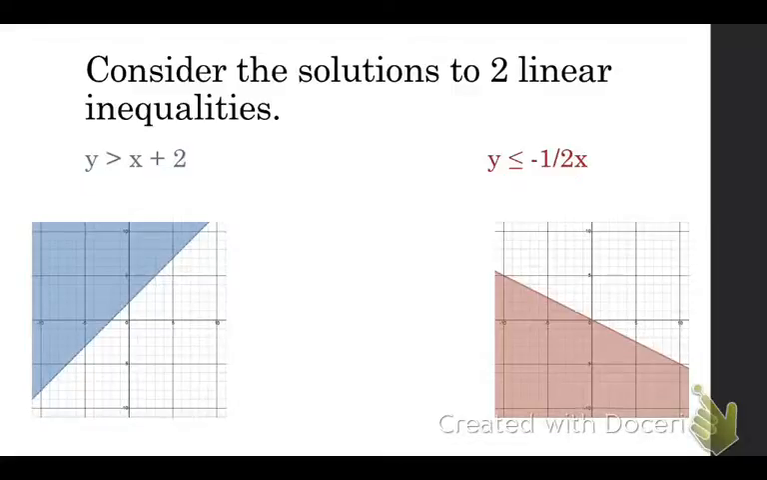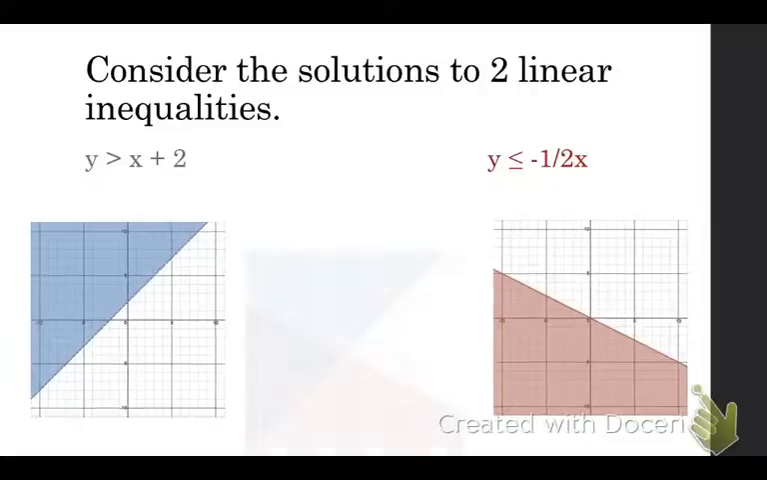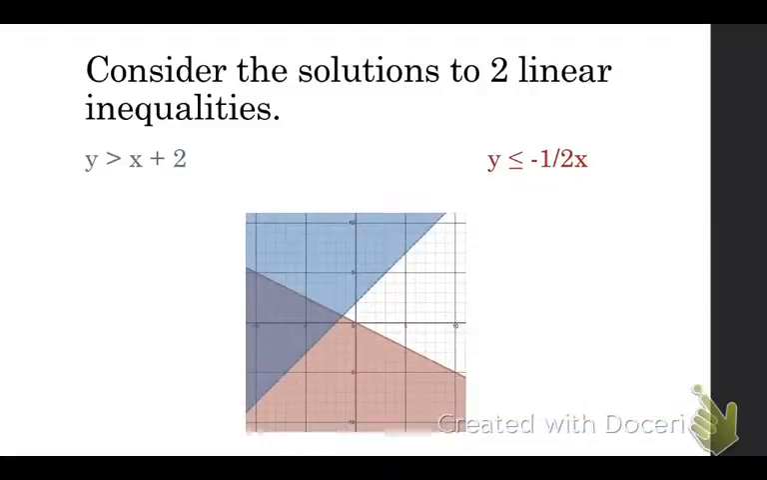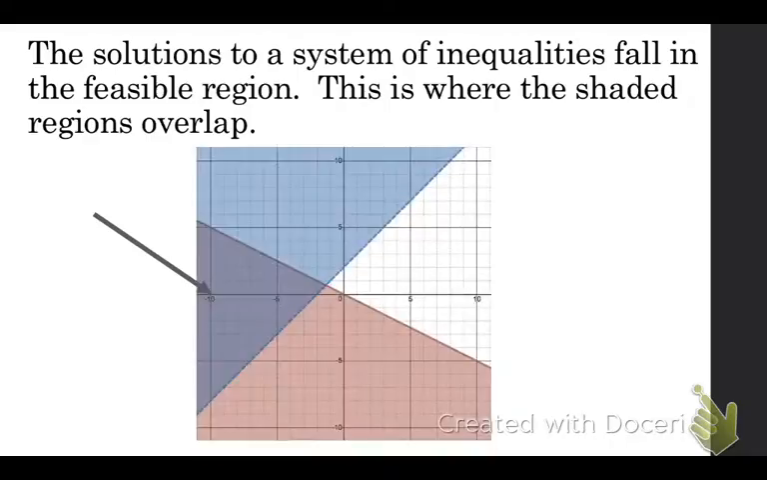Well, if I merge these two solution sets and make this a system, what I'm really asking is, where do the two solution sets overlap? Well, I think you can see that they overlap in this triangular region to the left. Everything in here would be a solution to this system. So you could name any ordered pair in here as a solution.